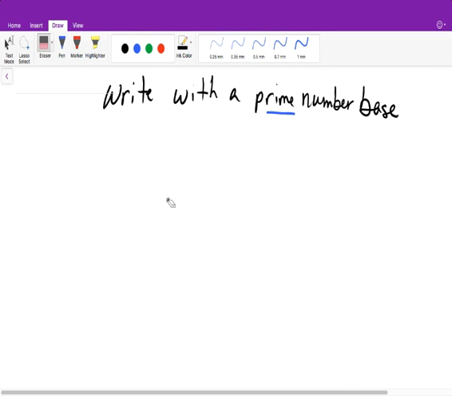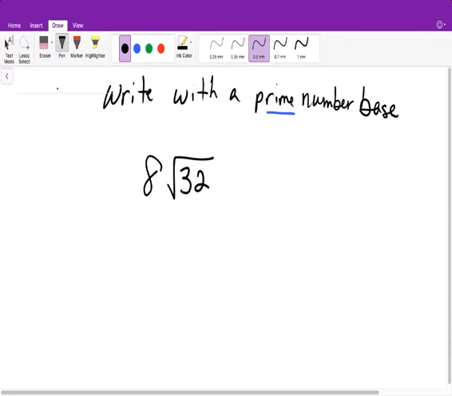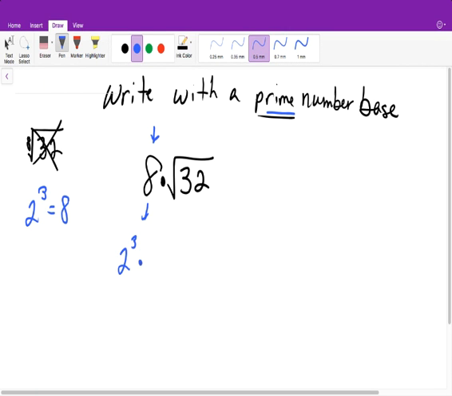All right, now the last question for this one was 8 times the square root of 32. A lot of you, when you were writing this, you were writing this as your problem, the 8th root of 32, and that's incorrect. Remember, if it's written big like this, it's saying we're multiplying them, right? So since we want a prime number base, we need to go ahead and rewrite these. So we can rewrite 8 as 2 cubed. We know that 2 raised to the third power is equal to 8, so I'm going to rewrite this 8 as 2 cubed. So it's 2 cubed times.